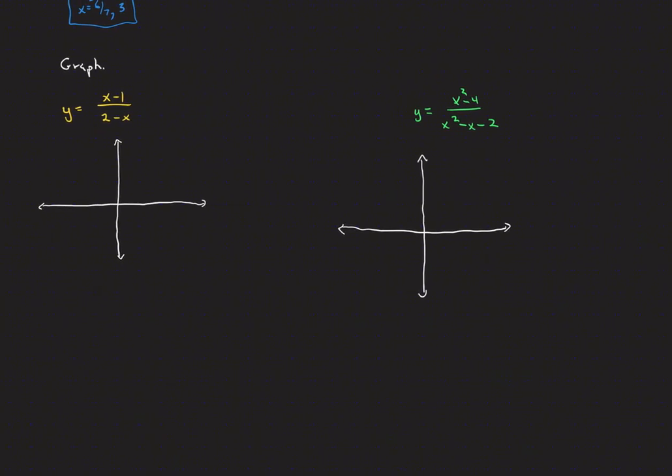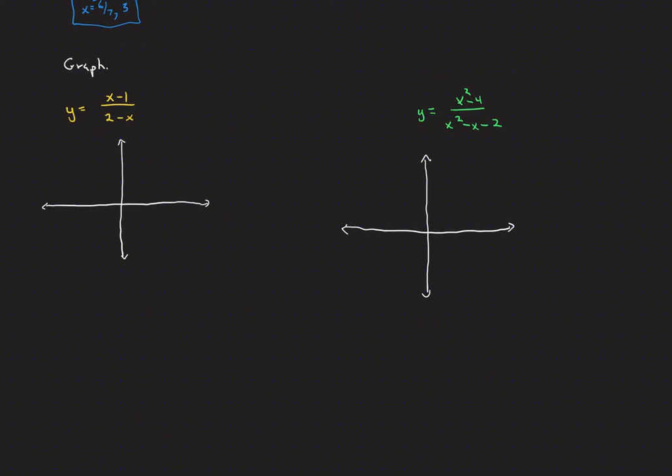Now we're going to go to graphing. So we can see when we look at the highest powers of x, that x over negative x is going to act like negative 1. So we're going to get a horizontal asymptote of y equals negative 1. We're going to see that the denominator is 0 when x is 2. That's going to make that be a vertical asymptote.